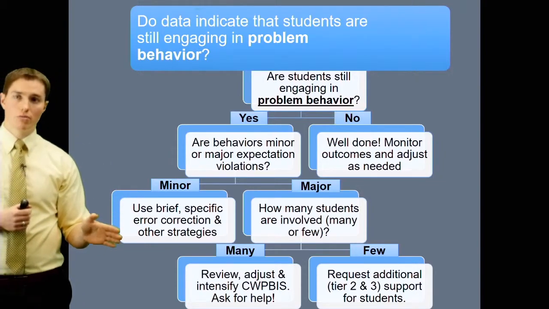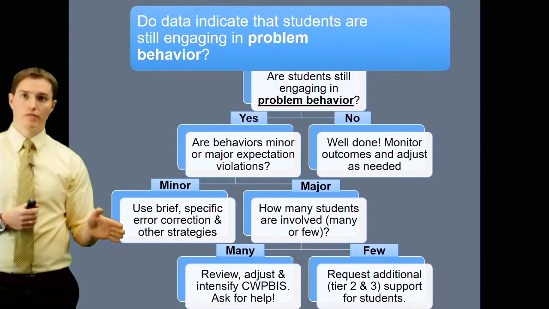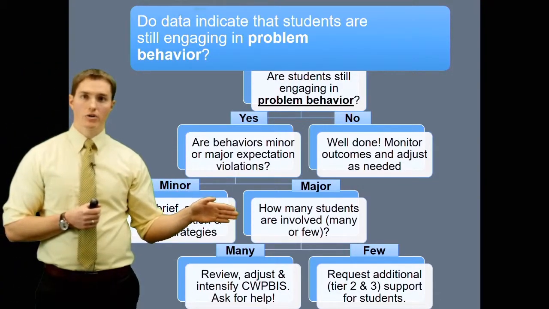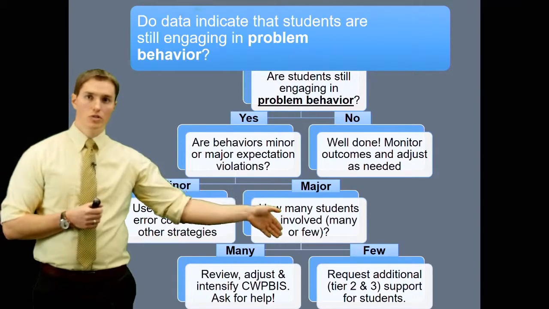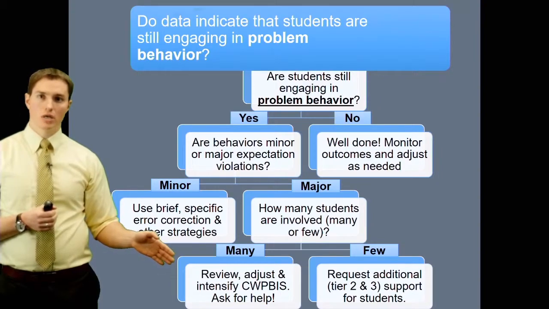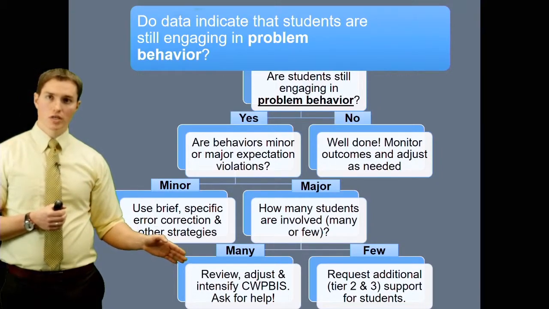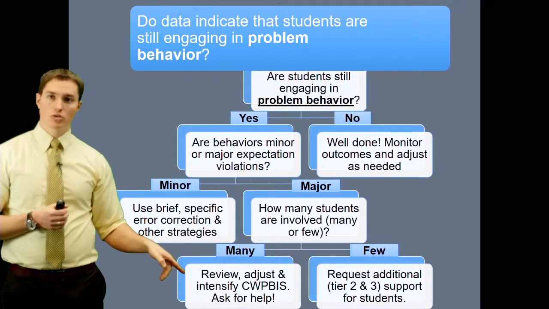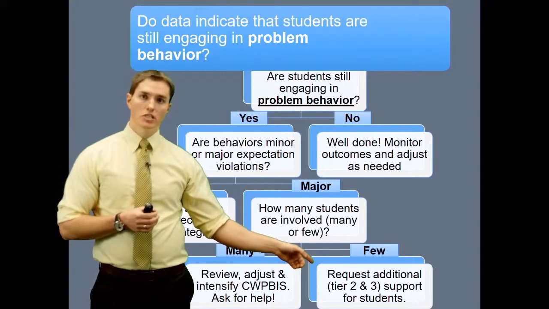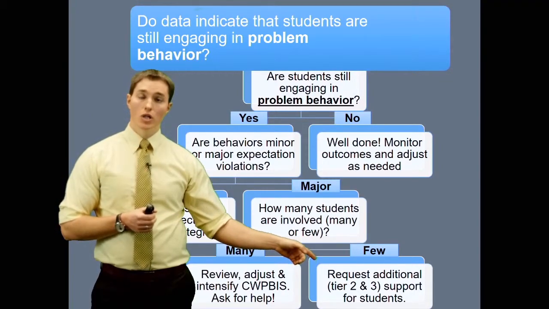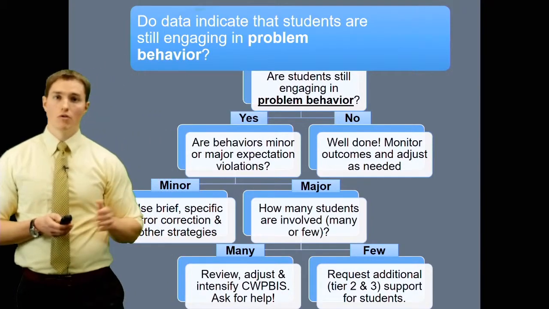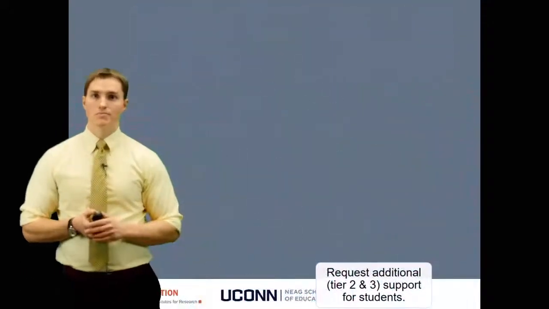If they're minor, in Module 5 we discussed using brief, specific error corrections and other strategies. If they're major, the question we want to ask ourselves is it many students or a few students that are exhibiting these major behaviors? If many students are exhibiting major behavior violations, you're going to want to self-reflect and revisit with colleagues in your classroom what class-wide support structures are in place and which of those can be improved. If you only have a few students exhibiting major behavior violations, you're likely going to look to refer those students to a Tier 2 or to a Tier 3 structure. For now, let's look at Tier 2.